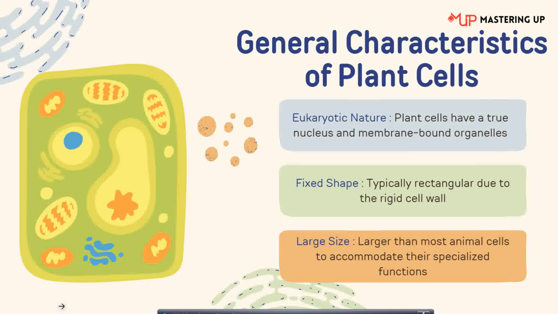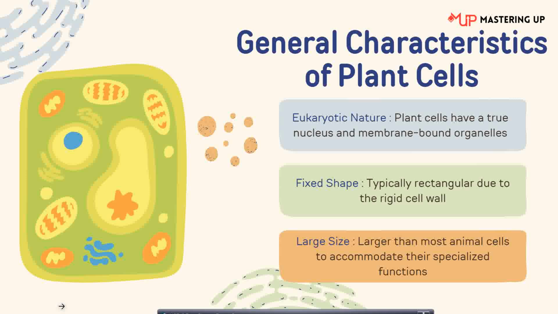The general characteristics of plant cells. First, eukaryotic in nature. So plant cells have a true nucleus, and membrane bound organelles are present. All the organelles are bounded by a membrane in a plant cell and they have a true defined nucleus. In prokaryotes, the organelles are not bound by a membrane, so they are just free floating.